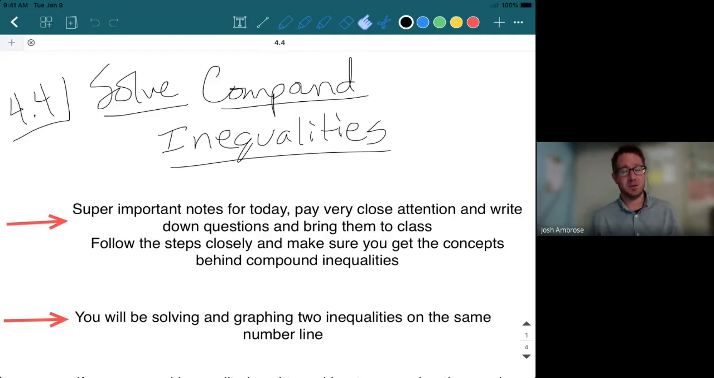All right, I can really tell you these notes are so important. This is a concept that does not come very naturally for most students. So pay close attention, watch the whole video. You might need to rewatch some parts, especially when we get into the example problems, and make sure that you are truly grasping what is required of you for section 4.